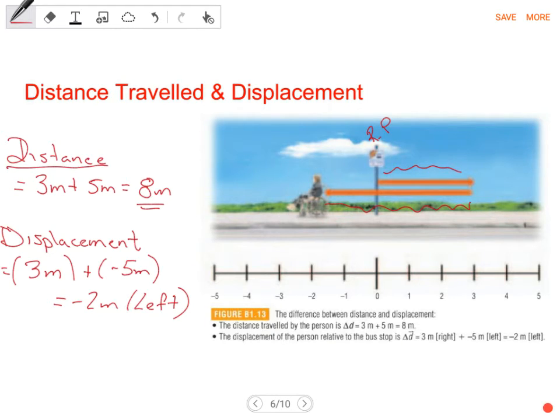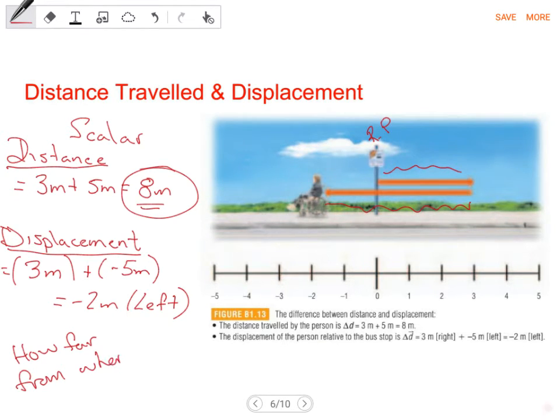For distance, which is a scalar, we simply want to know how far your body has moved. In this case, the person moved 3 meters to the right, then they moved 5 meters the other direction. That's a total of 8 meters of travel. That's it. The difficult one, though, is displacement. Displacement: how far from where you started.